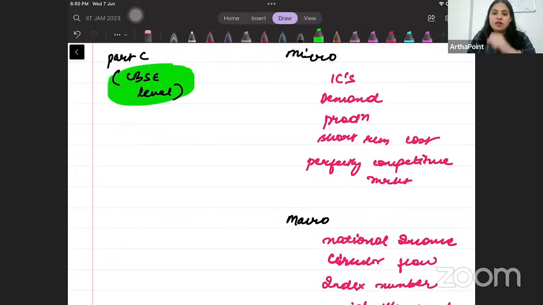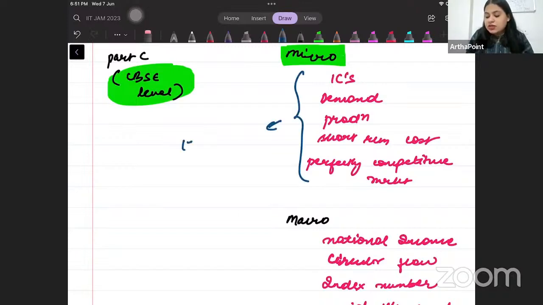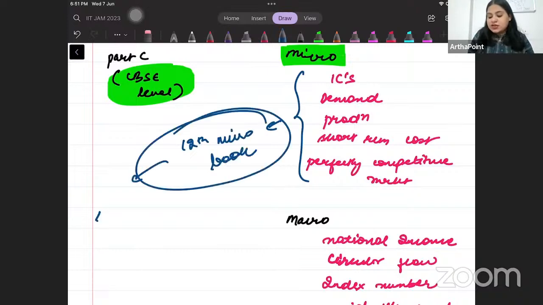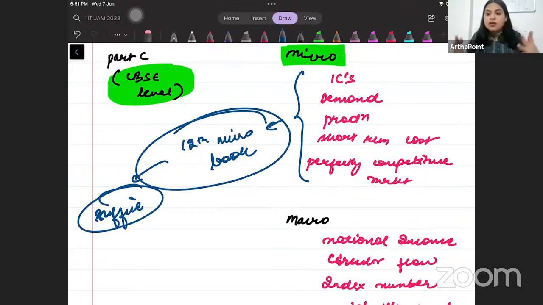And in CBSE level, you will have microeconomics questions on indifference curves, demand, production, short-run cost, perfect competition. It does not talk about monopoly or monopolistic competition. So I'm expecting only what you do in the class 12th micro book. That should suffice. Please don't go beyond it. If you revise from the class 12th microeconomics book, it should be more than enough. You don't have to go beyond it.